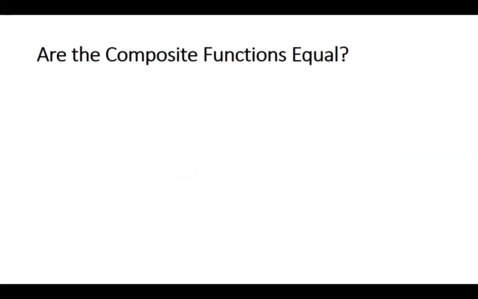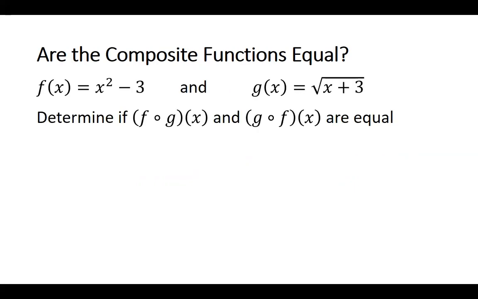Well, let's look at an example and see if the composite functions are equal. If we have the function f of x is equal to x squared minus 3, and g of x is equal to the square root of x plus 3, determine if f of g of x and g of f of x are equal. So first thing I'm going to do is find f of g of x. I'm going to essentially plug the square root of x plus 3 into the function f of x and see what I get.